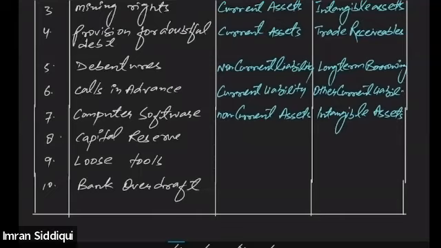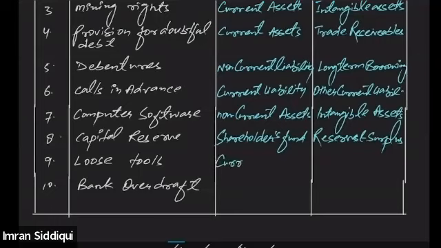This one is easy. I'm sure everyone is able to tell me that. Evan, what do you think? Capital reserve will fall under which category? Any idea, Evan? Shareholders' fund, Maria, and the subhead is reserve and surplus. Yes. Right, then the loose tools. Tell me. We just covered it in the previous question as well. Current asset under the subhead of inventories.